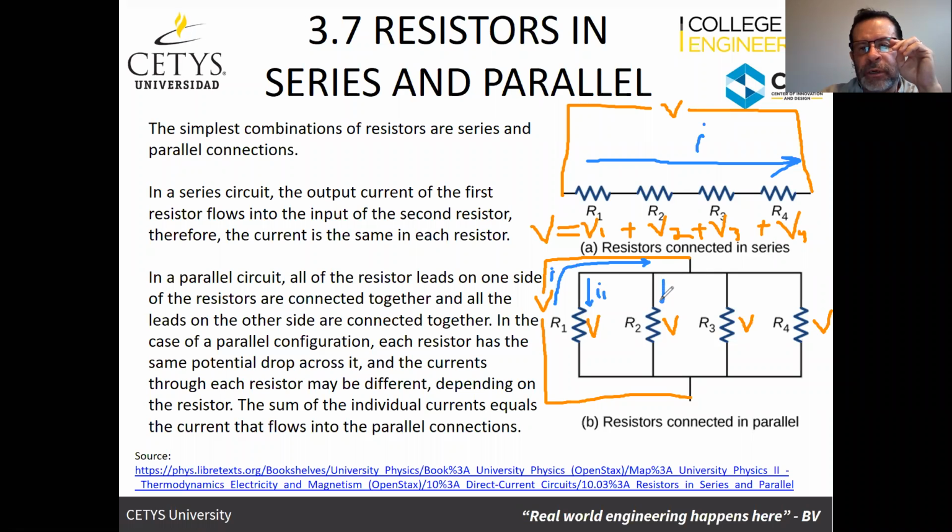There's going to be another current going through this resistor. That's going to be I2. There's going to be another current going through this resistor. That's going to be I3. And lastly, there's going to be another current going through this resistor that's going to be called I4. Okay. And the sum of those is going to be equal to the total current in the circuit, which is equal to I.